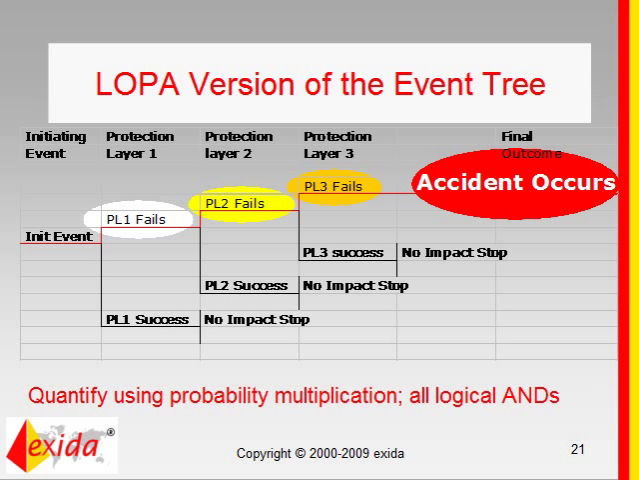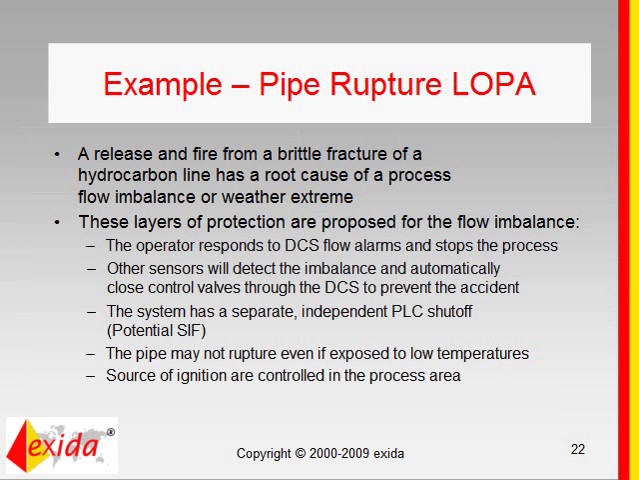So how does it work? The diagram is very straightforward. Initiating event, protection layer 1 is successful or not. If it's successful, then we stop. If it's unsuccessful, we go on to the second protection layer. If it's successful, we stop. If not, we go on to the third protection layer. If that one is successful, we stop. If not, then we have an accident occurring. Multiplication, logical ANDs is what applies to the quantification of this diagram.